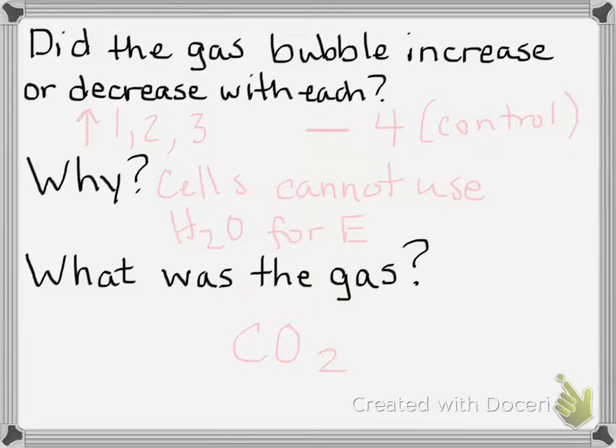So I wrote that down. Cells cannot use water for energy. They can't do cellular respiration with water. What was the purpose of test tube number 4? Control. Yes, that was our negative control.